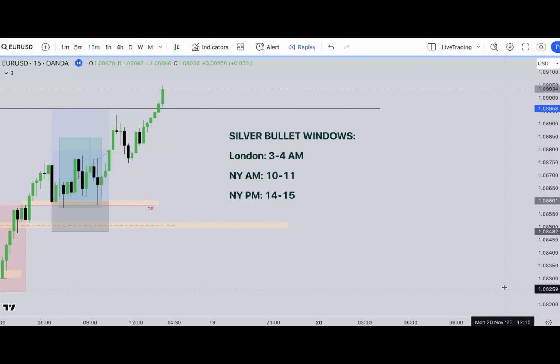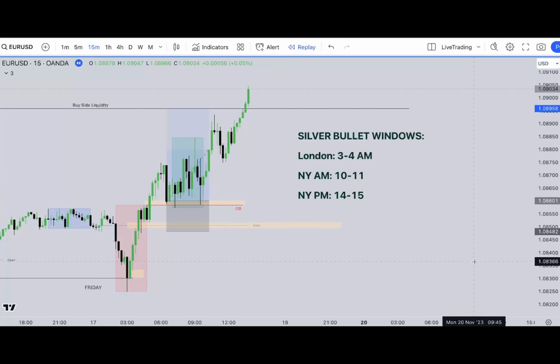So you have a clear draw on liquidity. What you're basically doing is narrowing down your kill zone into 1 hour, so you don't get trades all day, they only come up in these few windows and you get a good trade.